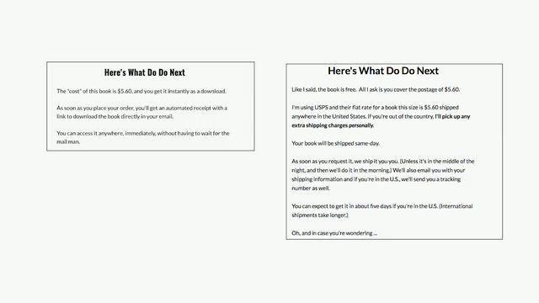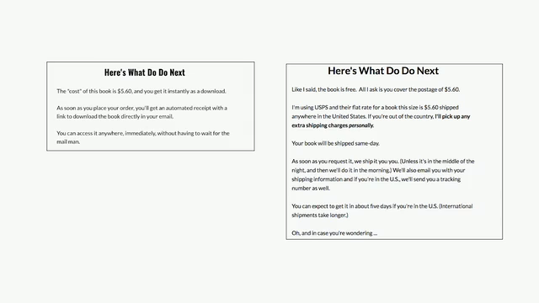Here's the same copy, but back when I was doing free plus shipping. This is the exact same sale, but this is when I was actually mailing them the book and positioned it as a free book. You just pay shipping. So I say, here's what to do next. Like I said, the book is free. All I ask is you cover the postage of $5.60. I'm using USPS, and their flat rate for a book this size is $5.60, shipped anywhere in the United States.